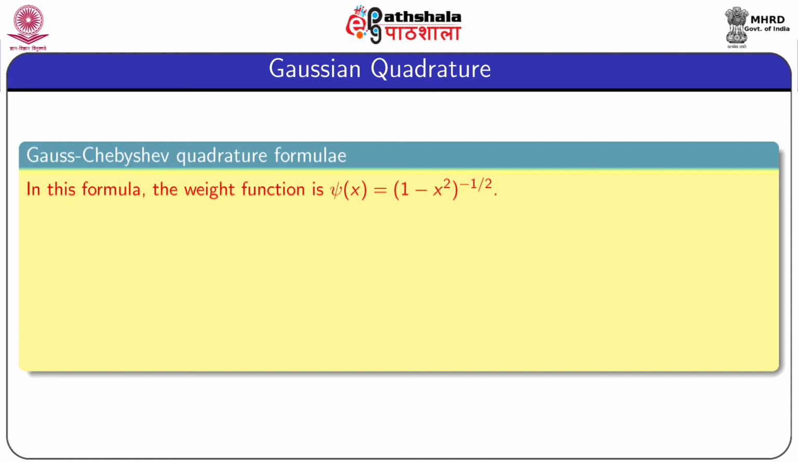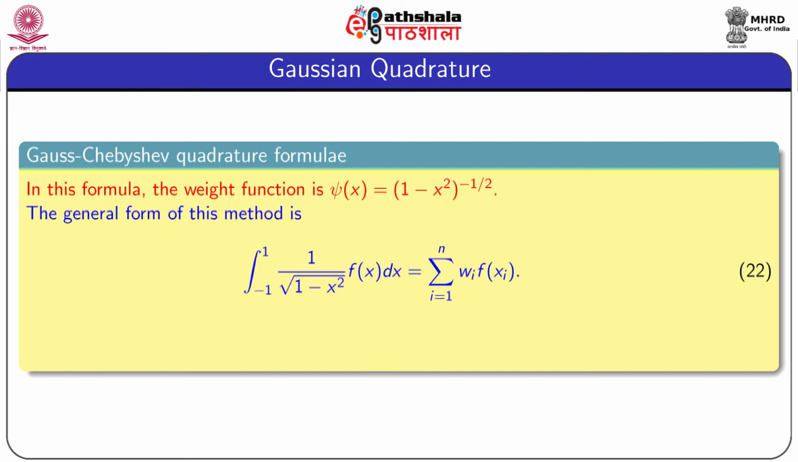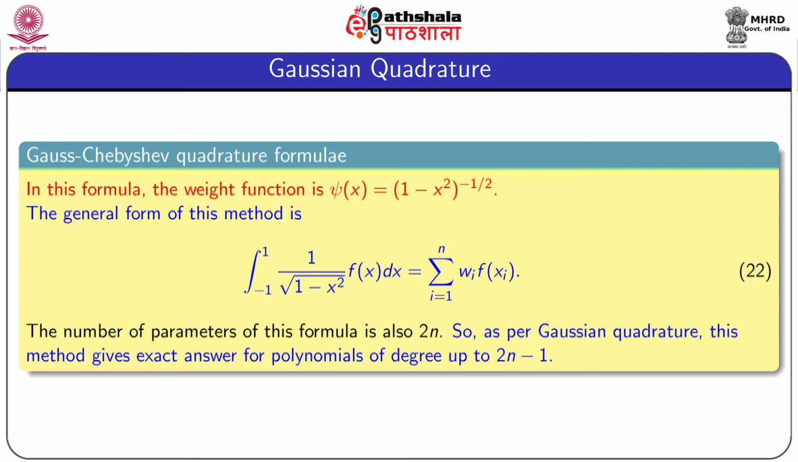Now we consider another Gaussian quadrature formula known as the Gauss-Chebyshev quadrature formula. In this formula, the weight function is 1 minus x squared to the power minus half. The general form of this formula is the integral from minus 1 to 1 of f of x by root over 1 minus x squared dx equal to the summation i equal to 1 to n of wi f of xi plus some error term. Here also the number of parameters, that means wi and xi, is twice n. So as per Gaussian quadrature, this method gives the exact answer for polynomials of degree up to 2n minus 1.